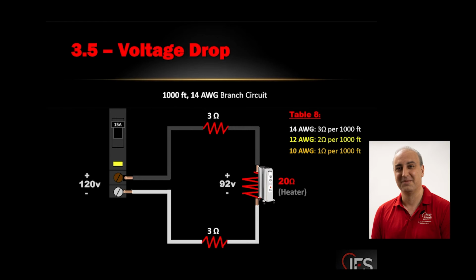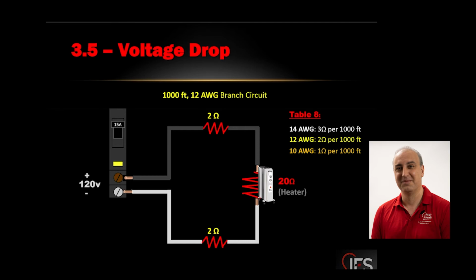Upsize the wire, right? What does that mean? So we have 1,000 foot of 14 gauge. Let's replace it with 12 gauge. Now our resistance went down from 6 total to 4 ohms. 4 ohms compared to 20, now it's 1/5 instead of 1/3.